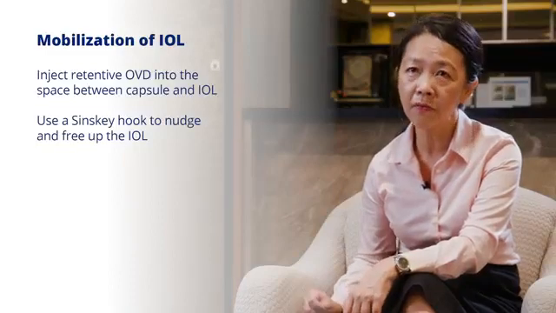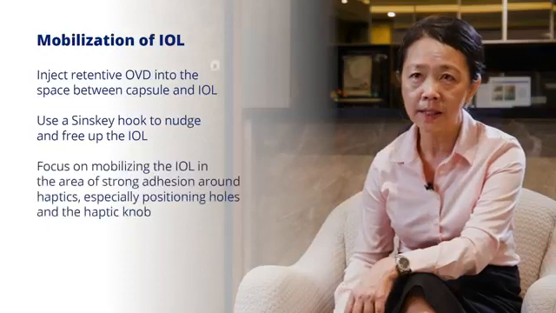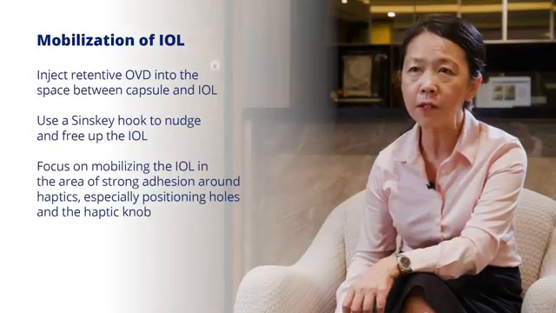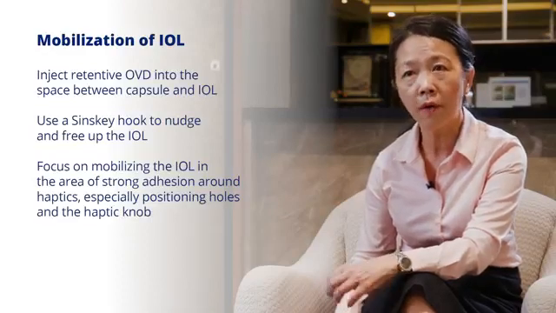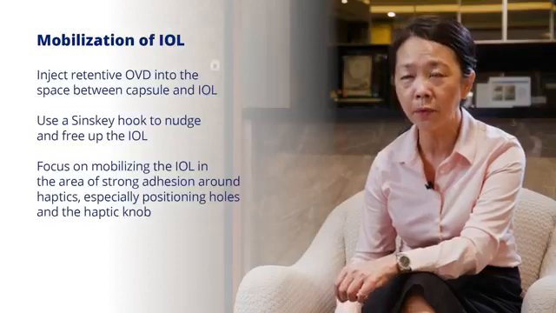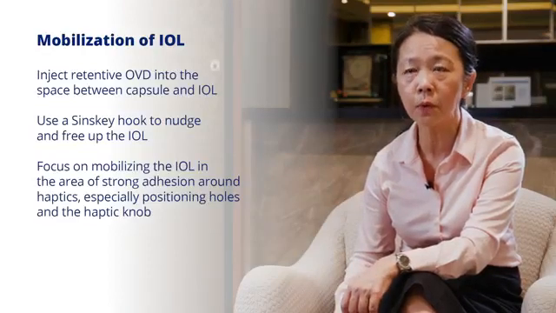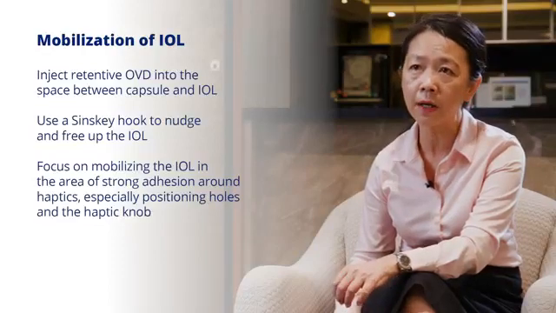What you want to really focus on when you are doing this mobilization dissection is to look for the haptics where it may be strongly adherent, especially if the lens has got positioning holes, where fibrosis may have grown through the holes to cause adhesion between the anterior and posterior capsules, and also around the tip of the haptic where there may be a knob.